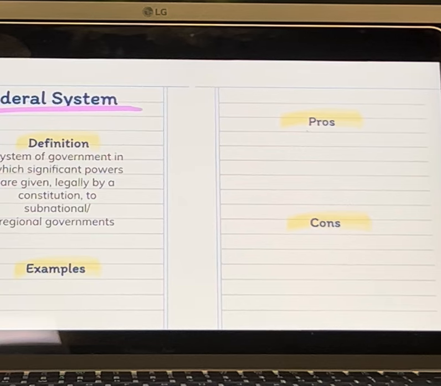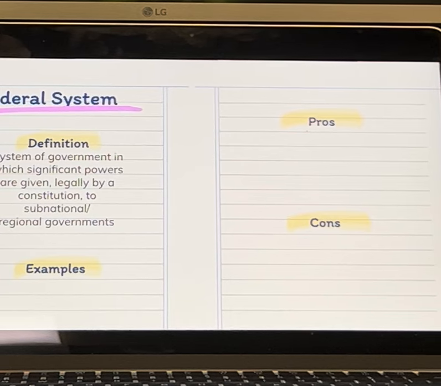Just because there are regional governments doesn't mean that they necessarily have significant power. That's a distinction to make. Like, for example, the Queen of England doesn't have any power. Just because she exists and has a cool fancy title does not mean that she has those powers. And for that reason, the United Kingdom is not a federal system, as you're about to see.